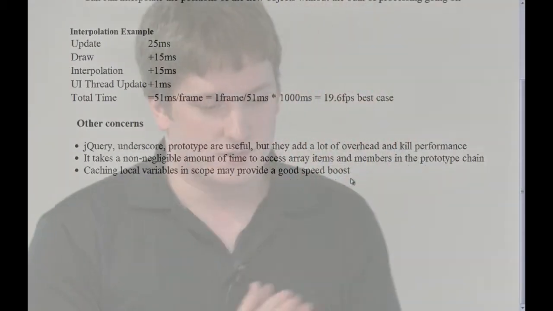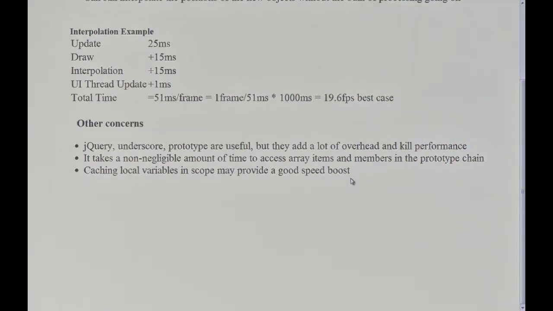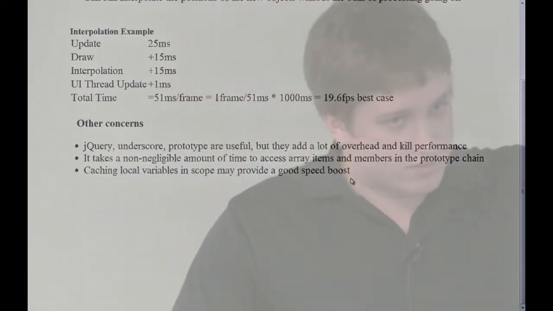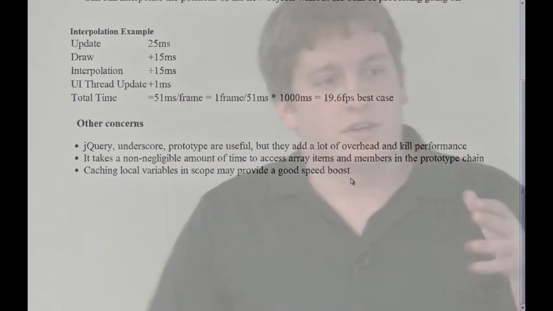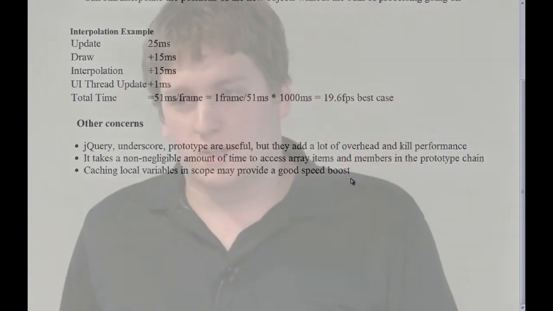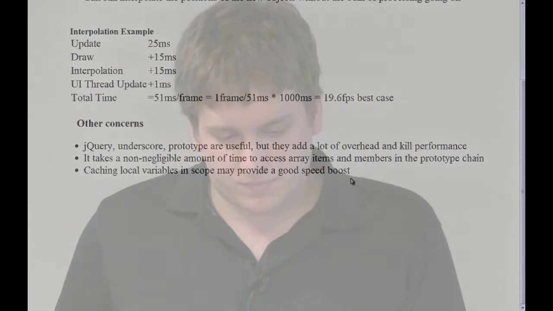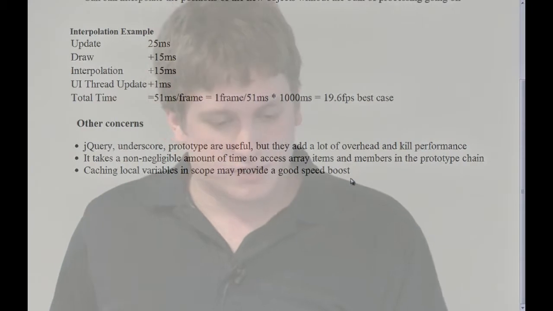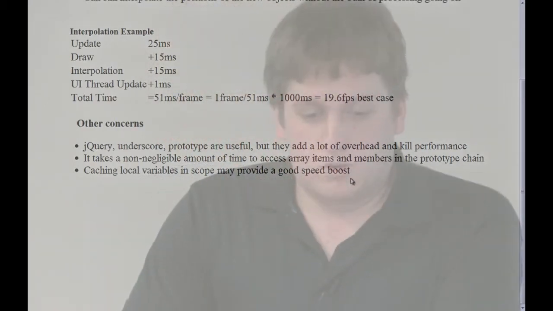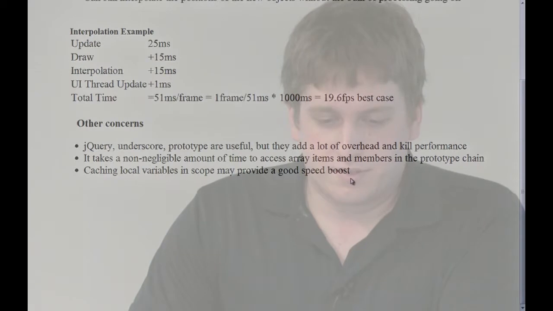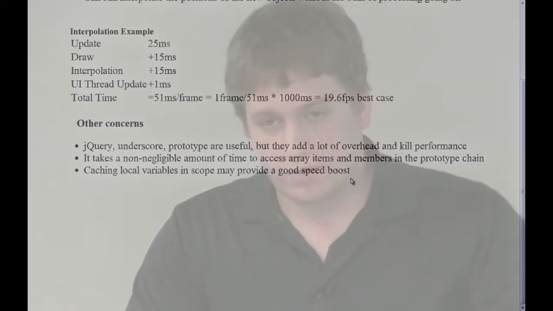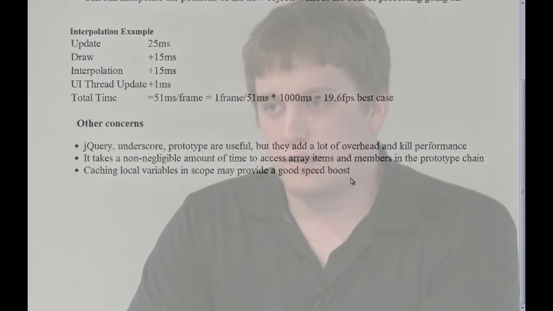So a few other concerns. jQuery, underscore and prototype are useful, but they're actually really slow. One of the first things I noticed in doing my application to get Chris's head to fly across the screen is that I was doing a jQuery selector inside of the draw loop, and that just took a lot of time. It doesn't take a lot of time on page load, but it's being iterated over all the time. So, JavaScript optimization 101, you want to cache your local variables inside of your scope so that you don't have to go very far up the prototype chain or do a lot of array accessing.